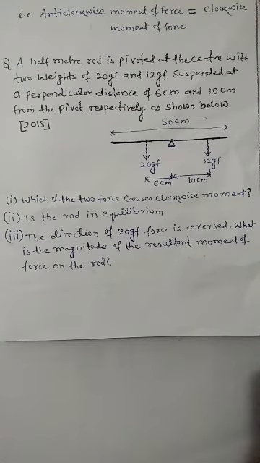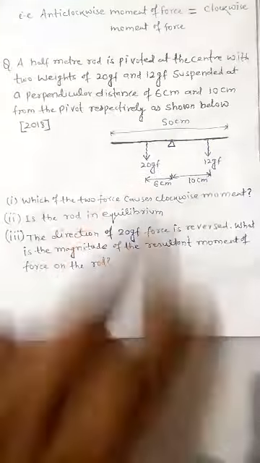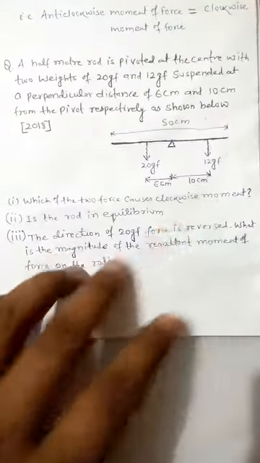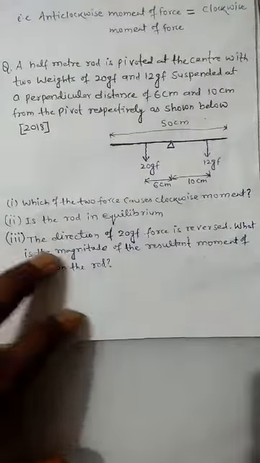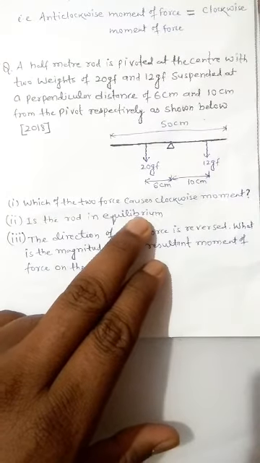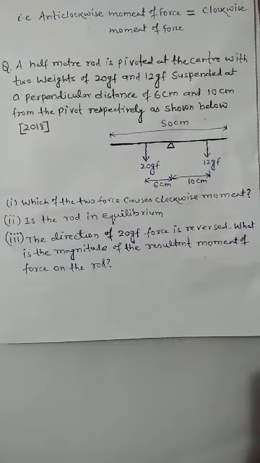Now it has three questions related to this section. First one is which of the two forces causes clockwise movement. Second one is, is the rod in equilibrium. This question represents whether the total moment of force about the pivoted end will be zero or not.